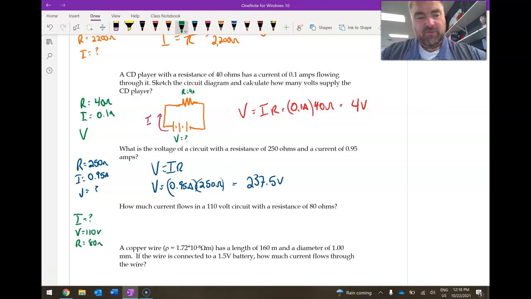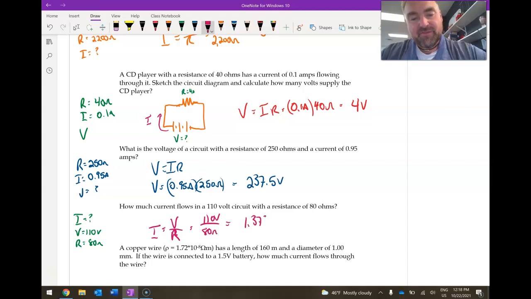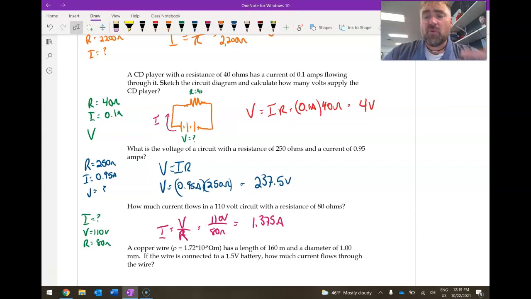And so I need to find out my current. I'm going to go back to my original equation, that I equals V over R. So my voltage is, oops, sorry, I flip-flopped that, 110 volts. Divide that by my 80 ohms. And when I do that, I get 1.375 amps. Now, those are all pretty straightforward, pretty easy.